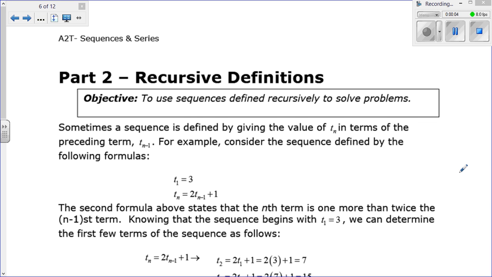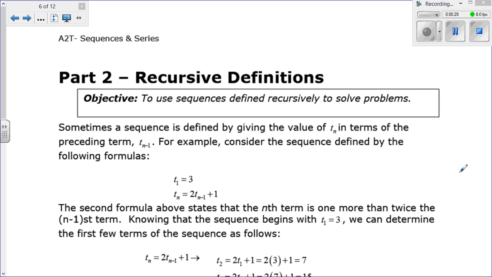Hi, and welcome to day 2 of sequences and series. Today we're going to be talking about recursive definitions, and the objective is to find sequences defined recursively to solve problems. A recursive definition basically means that we're going to use the term prior to find the terms after it.